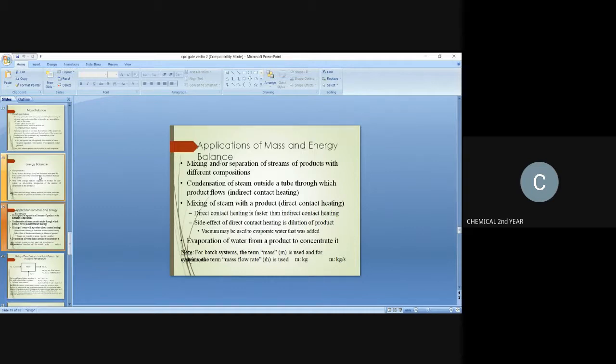Next, evaporation of water from a product to concentrate it. For batch systems, the term mass is used, and for the continuous system, the term mass flow rate, that is m dot, is used. Here, the mass will be in kg and the mass flow rate will be in kilogram per second.